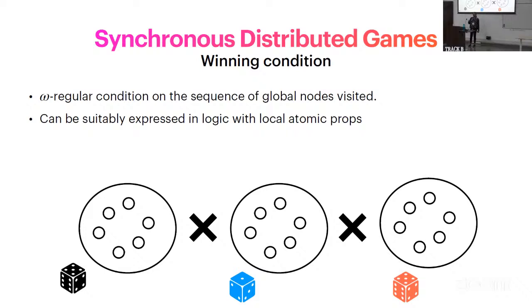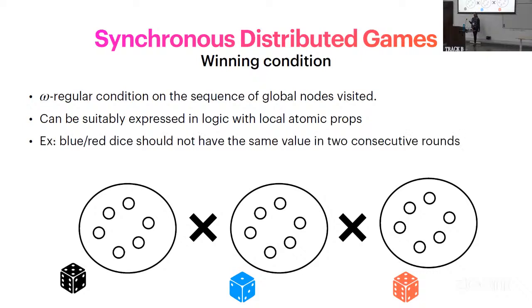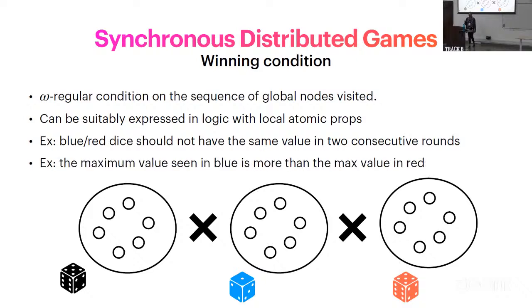Okay, so in fact, we can even use local atomic propositions. That is not a problem. I'll give an example here. For example, you want to say that the blue and red die should not have the same value in 2 consecutive rounds, in any 2 consecutive rounds. So you can say things like that. Or you can also express this thing in suitable temporal logics if you want, but that's fine. Or maybe the maximum value seen in blue is more than the maximum value that you see in red. You can also put some infinitary condition, like you can say that the maximum value seen infinitely often, etc. So any kind of omega regular condition that would involve all of these product locations. Okay, this is the winning condition.